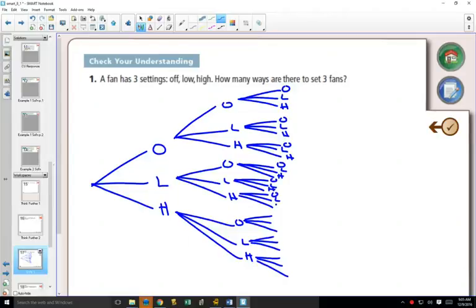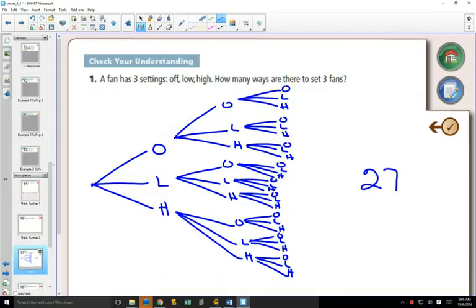So for homework, I think I'm going to ask you to do the same example with 15 fans using a tree diagram. Good idea? So how many possibilities are there in total? There's going to be 27, right?